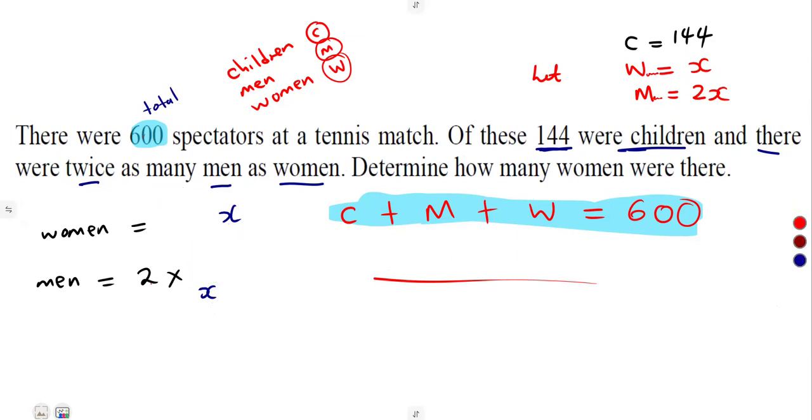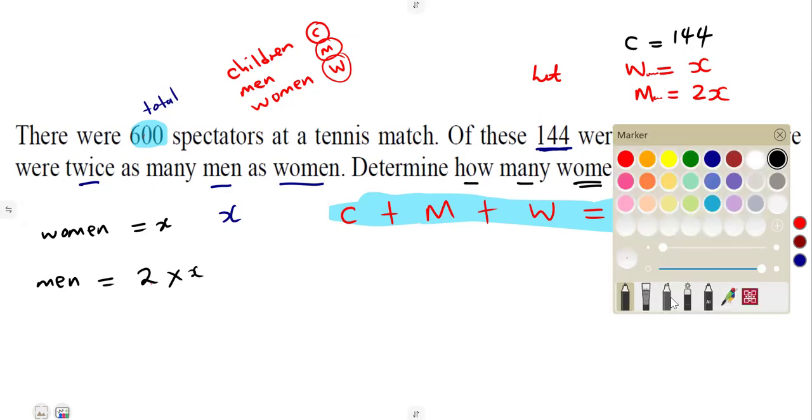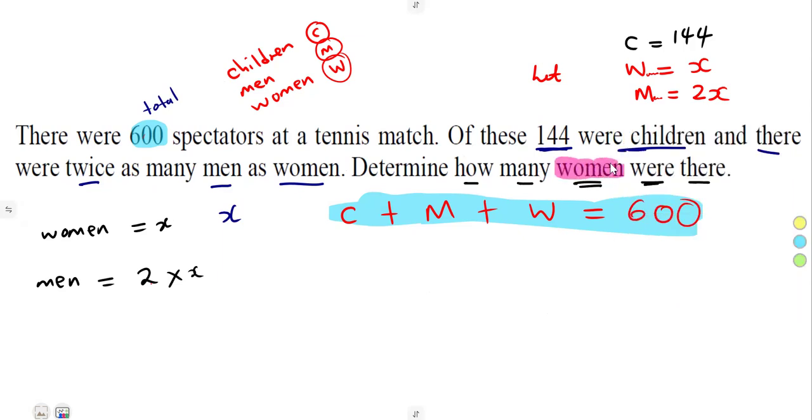So by calculating X, you are calculating the number of women. That is it. Determine how many women were there. Women are represented by X, so simply solve for X. How can you solve for X? You must put an equation. Children plus, how many children? 144, plus men. How many men do we have? 2X.